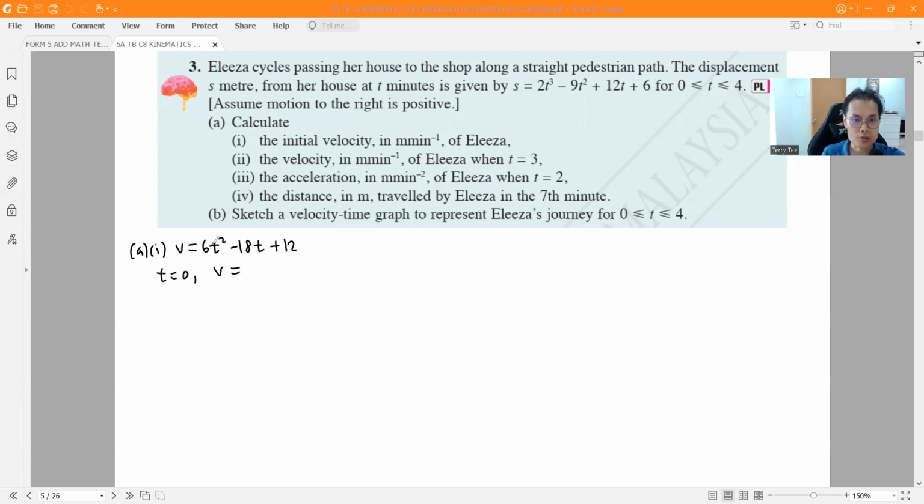I put t equals 0, and my v is 12. So it's 12 meters per minute. Okay, next I need to calculate the velocity when t is 3.